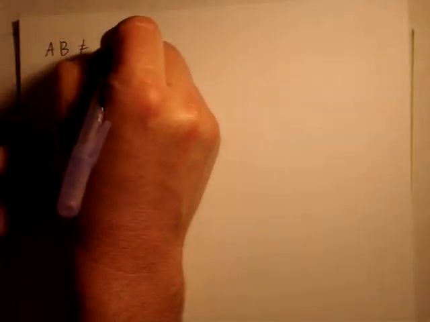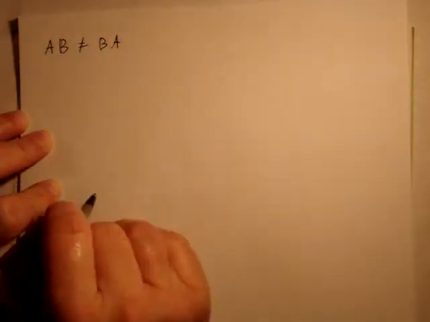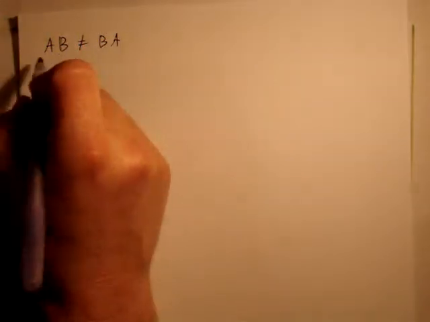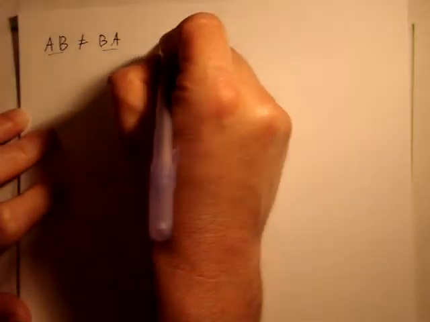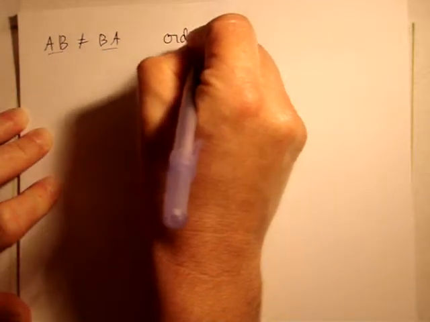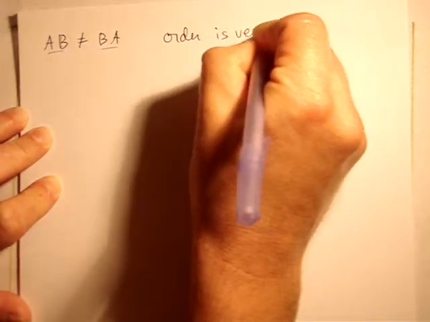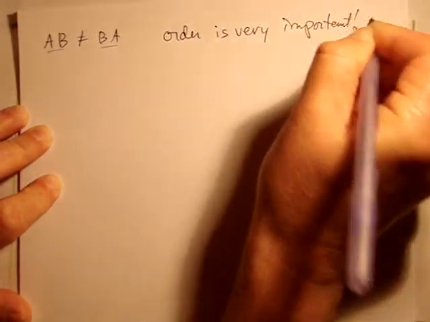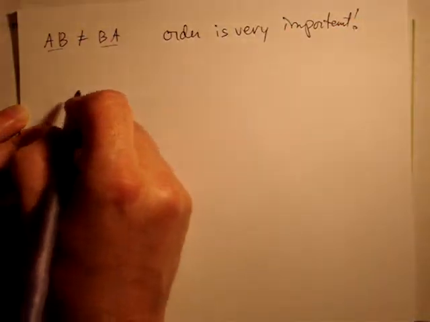Okay, let's talk a little bit about matrix multiplication and just the fact in general that A times B is not equal to B times A. So when you're doing a derivation and rearranging equations, matrix vector equations, you have to be careful and make sure the order is consistent. You don't change the order. Order is very important.